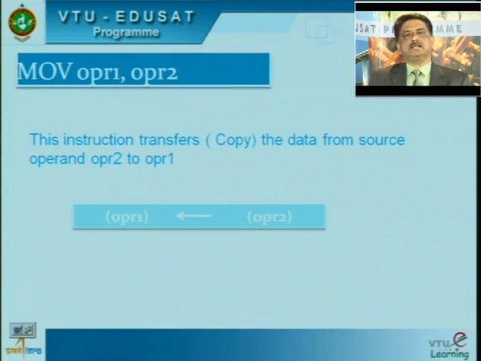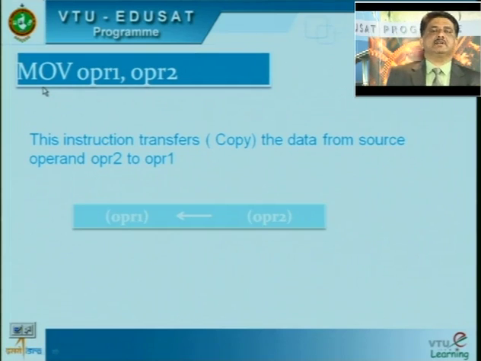MOV OPR1 comma OPR2, where OPR1 is operand 1 and OPR2 is operand 2, where operand 2 acts as the source and operand 1 acts as the destination. This instruction copies the data from the source operand, that is operand 2, to operand 1. The picture indicates that the data from operand 2 goes to operand 1. In fact, the instruction says move, but it is nothing but copy.